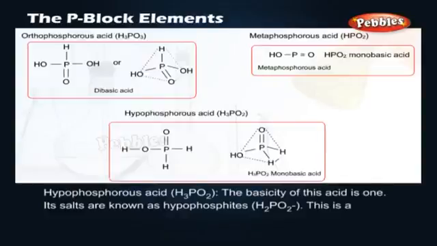Hypophosphorous acid, H3PO2. The basicity of this acid is 1. Its salts are known as hypophosphites, H2PO2 minus. This is a colorless acid.